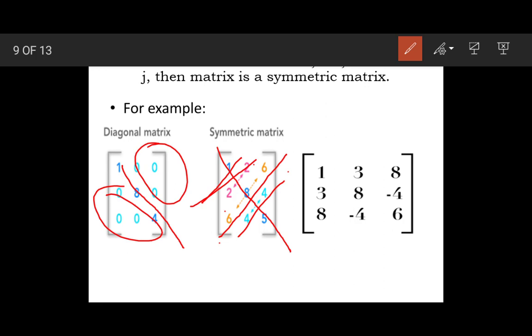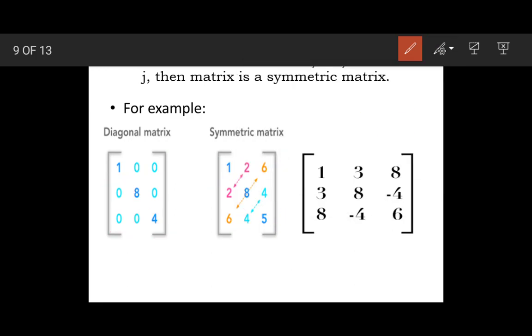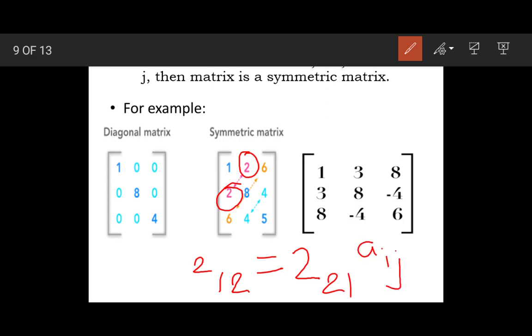Right? Now class, tell me the position of this 2. The position of this 2 is first row, second column. Right? Position of this 2 is first row, second column. That should be equal to 2, 1. This 2, 1 means second row, first column. Clear? Aij is equal to Aji, right?